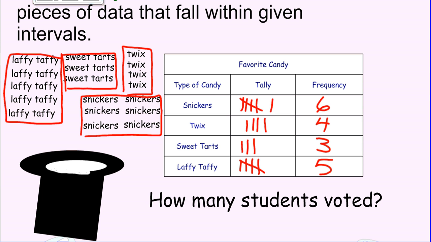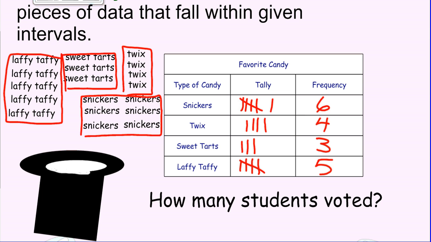Now, can you answer that question? How many students voted? If you guessed 18, you are absolutely correct. Now, what if each tally or each vote was actually 5 people that had voted for that particular type of candy?